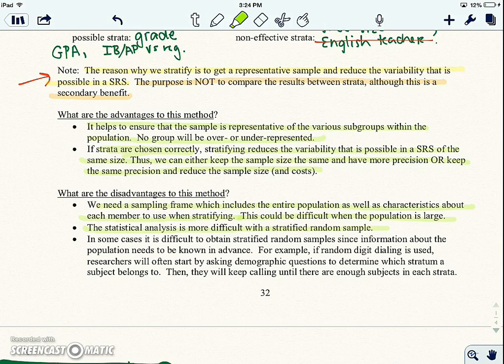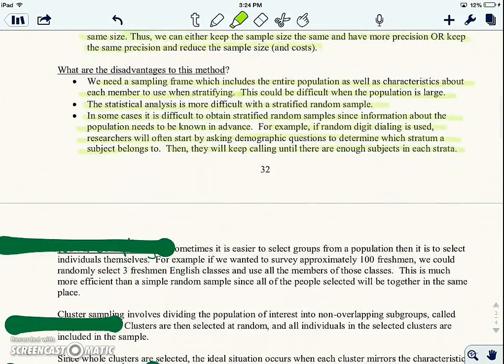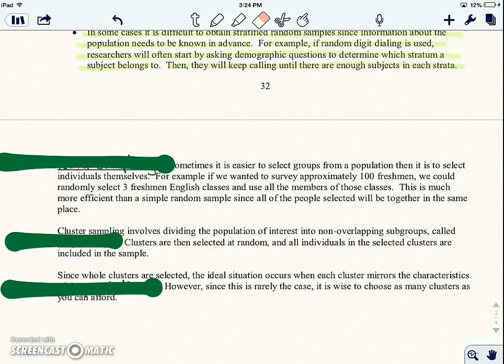Finally, in some cases it is difficult to obtain stratified random samples since information about the population needs to be known in advance. For example, if random digit dialing is used, researchers will often start by asking demographic questions to determine which stratum a subject belongs to. Then they will keep calling until there are enough subjects in each stratum. So they have to find out where you fit and then ask you the question, so they may get a bunch of people in one stratum before they can fill up both. Okay? All right, let's move on to the next type.